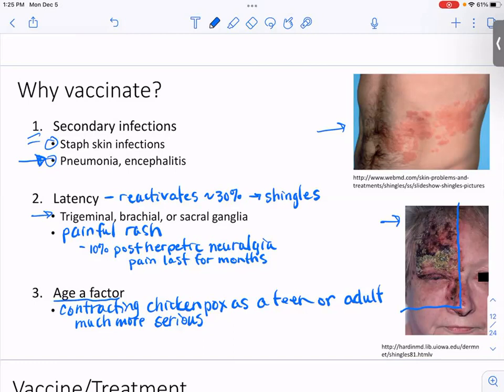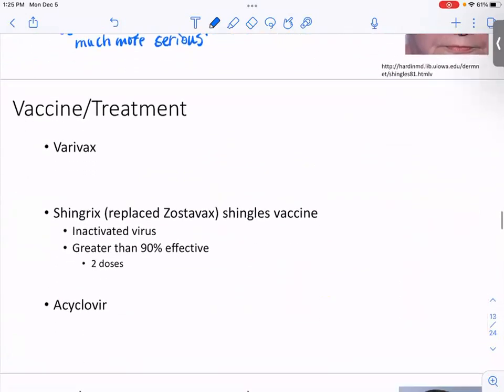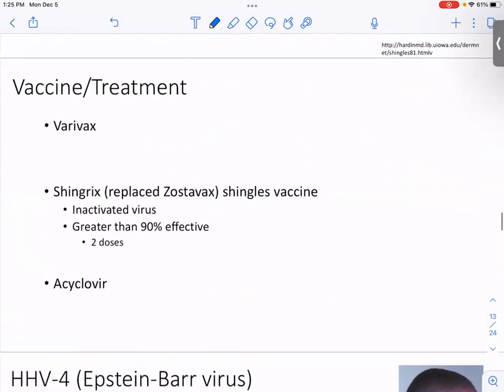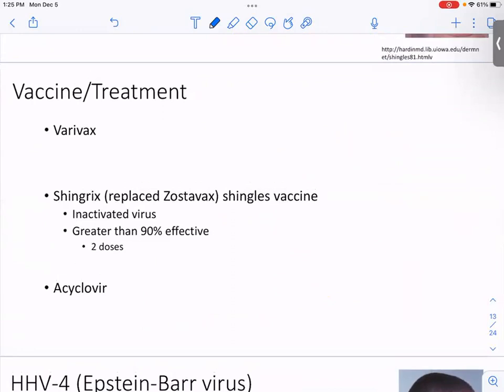Okay, let's see. So strong arguments, hopefully. What kind of treatment do we have? Let's talk about the vaccine. First of all, the Varivax, this is the chickenpox vaccine. It's an attenuated vaccine, live attenuated.